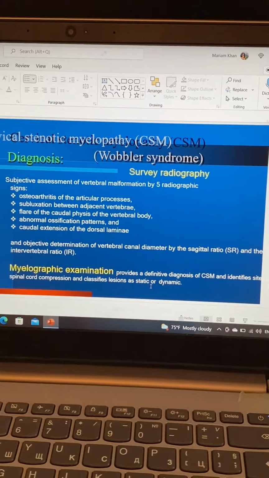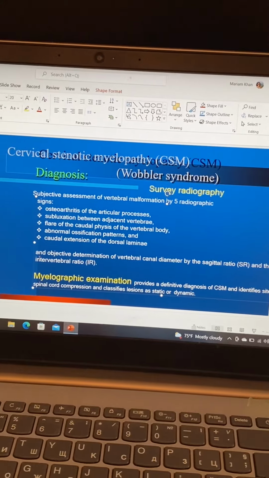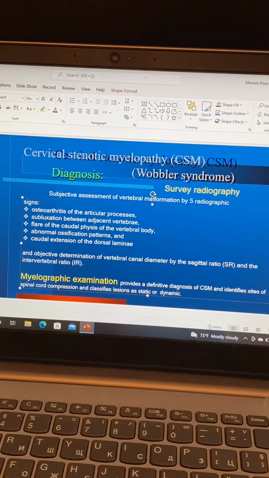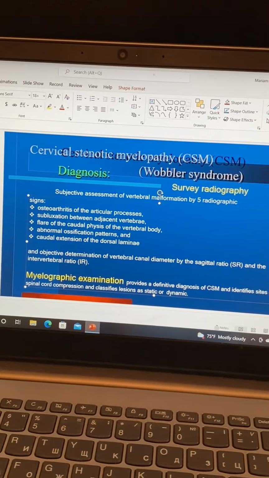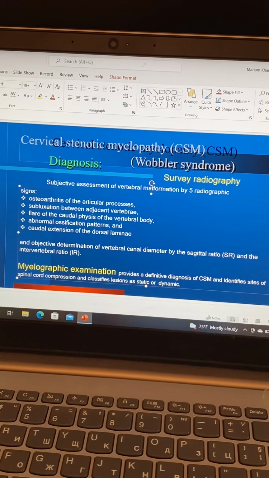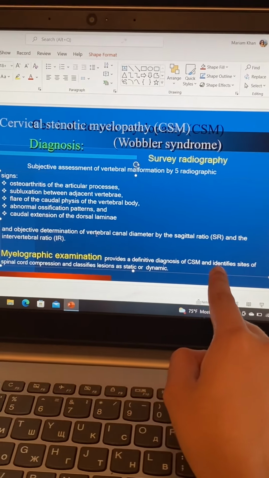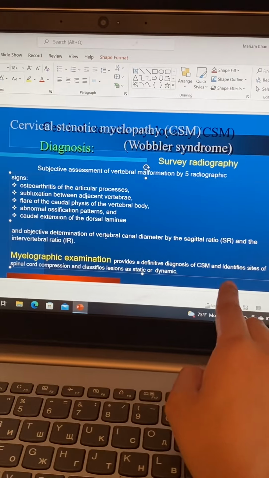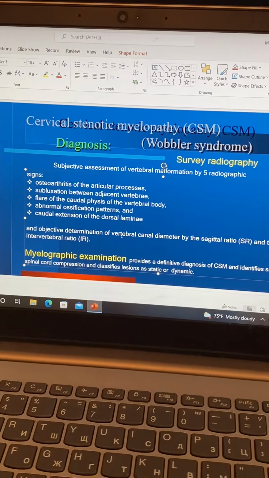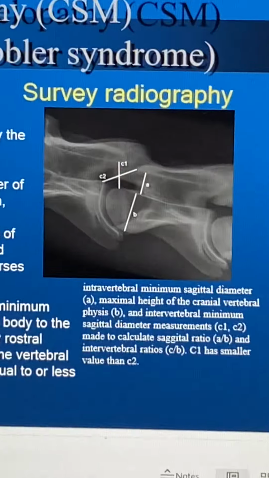So, to determine the vertebral canal diameter... sorry, it's a bit too far. So you basically diagnose wobbler syndrome, or cervical stenotic myelopathy, objectively using the vertebral canal diameter by the sagittal ratio, SR, and the intervertebral ratio, and you can do a myelographic examination. It's a definitive diagnosis of cervical stenotic myelopathy, and you see sites of spinal cord compression, and lesions that are static or dynamic. This is a bit complicated, so I'll give it a go.